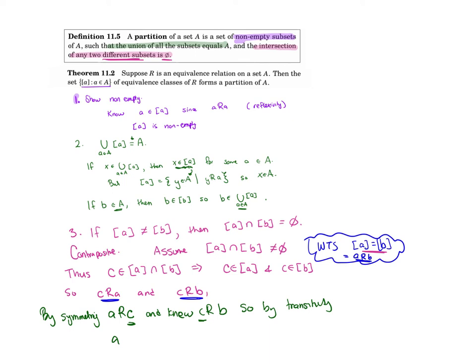Let's make that look more like an R. Thus, by the previous theorem, the equivalence class of A has to equal the equivalence class of B, which was the negation of what I wanted to show. So if those equivalence classes are not equal, their intersection must be empty, which is what we needed.